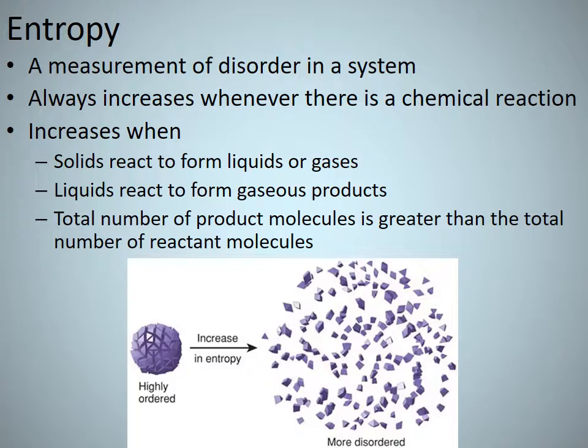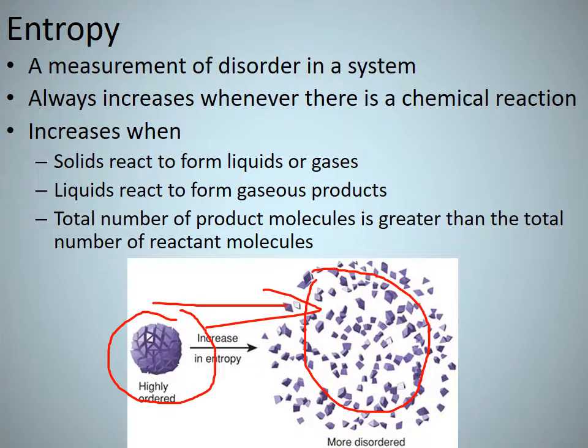Entropy will increase when solids react to form liquids or gases, or liquids react to form gaseous products. The total number of product molecules is greater than the total number of reactant molecules. So essentially we have one molecule here broken apart into hundreds of molecules here. When this occurs, an increase in entropy is used to describe this system when it moves from this way to this way.